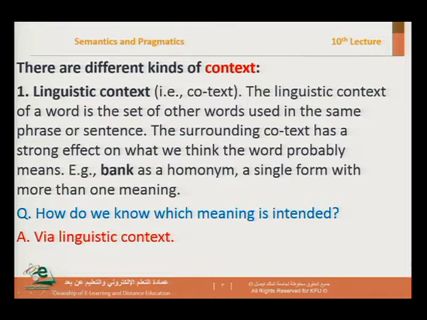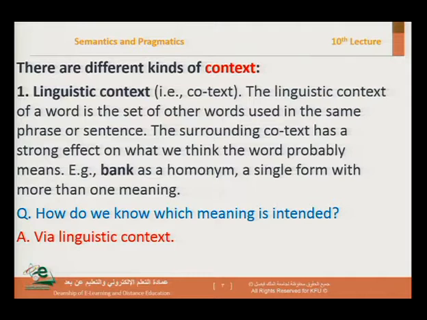We actually have two different types of context. The linguistic context, or you can also call it the co-text. Basically it's called co-text because it gets its circumstances from the surrounding text, what came before and after the word, or what came in the same sentence with that word. We'll see when we take the example. The linguistic context of a word is the set of other words used in the same phrase or sentence.